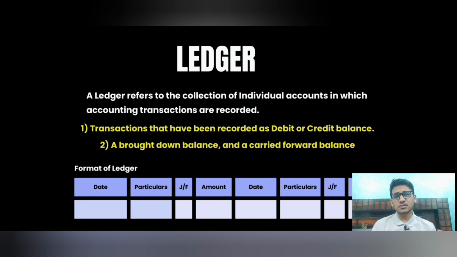A brought down balance refers to the opening balance of an account which is carried forward from the previous accounting period. For example, if the cash account at the end of the accounting year, which is 31st March 2025, is 10,000, the brought down balance will be 10,000 on 1st April 2025, which is the start of the new accounting period. In the same way, the carried forward balance refers to the closing balance of an account at the end of an accounting period. In my previous example we took the cash account, so the cash account closing on 31st March 2025 is the carried forward balance.